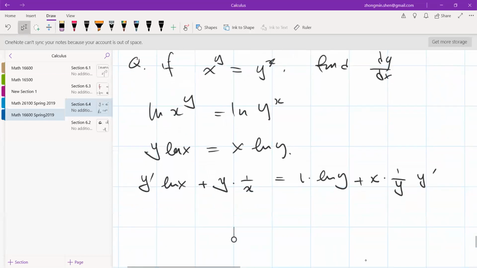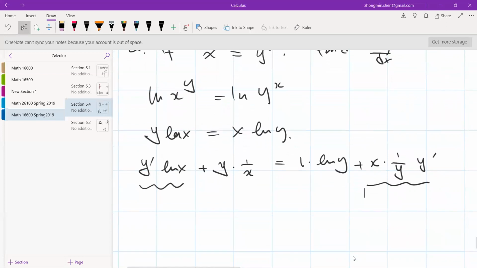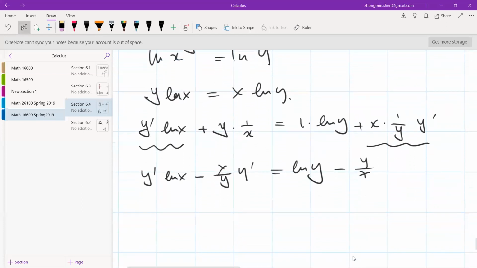Right, so there are two terms containing y prime. You move them to one side, so you get y prime natural log of x minus x over y, y prime. The other side is y over x minus natural log of y. So you solve for y prime, then you get the derivative.